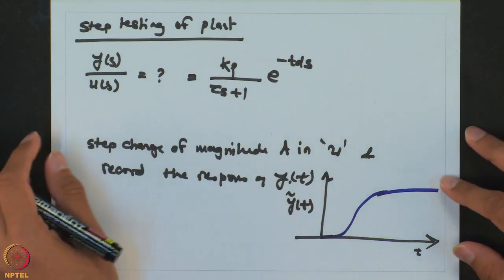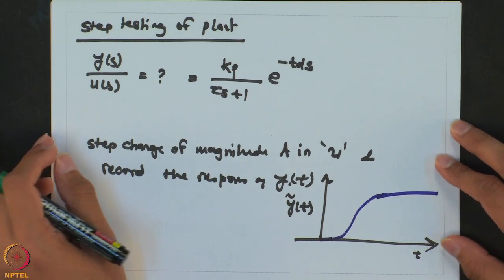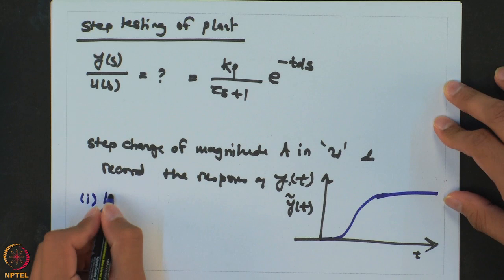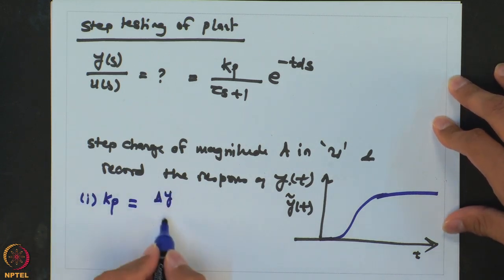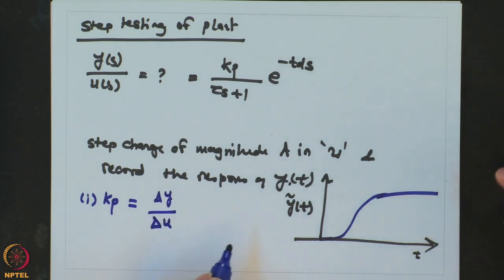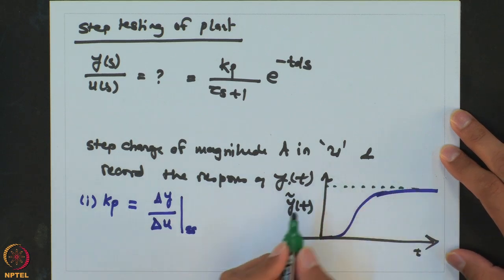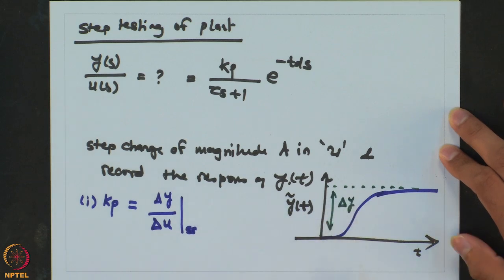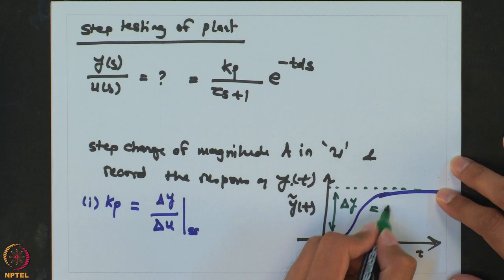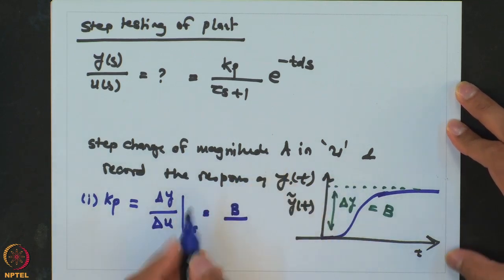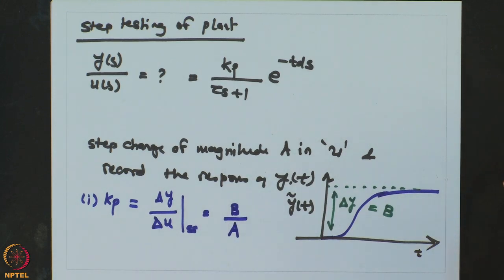From this response, we would be able to find the values of Kp, tau, and Td. In order to get Kp, it is the gain of the process. So it is the total change in y divided by the total change in the input, and this is at the final steady state. For this particular example, the ultimate value is this, so the total change in y is delta y, let us call it b. So the gain in this case will be b over the total change in input, which was a. So Kp will be equal to b over a.